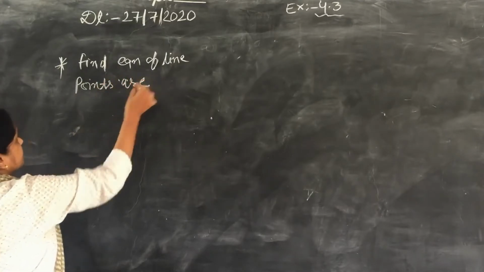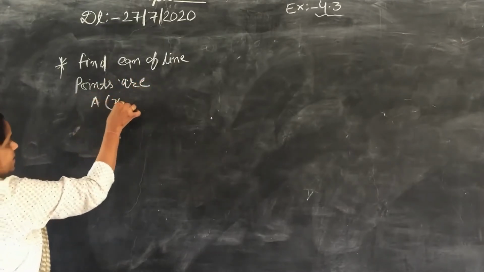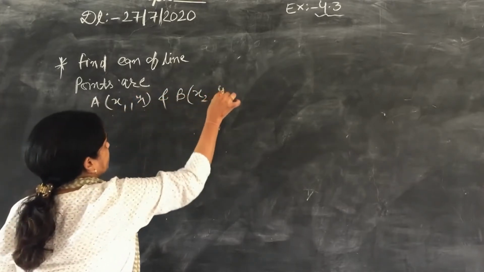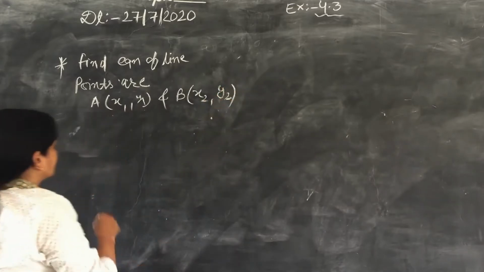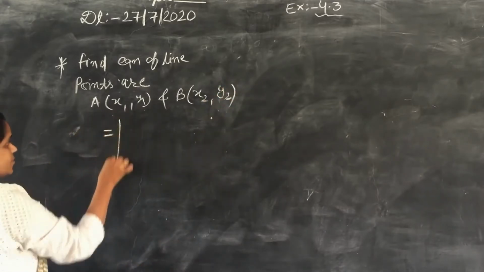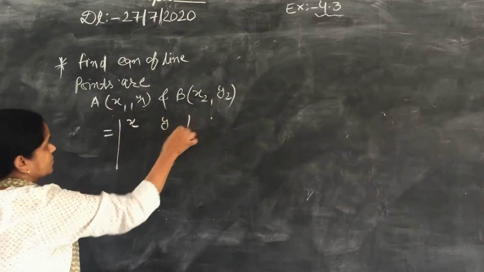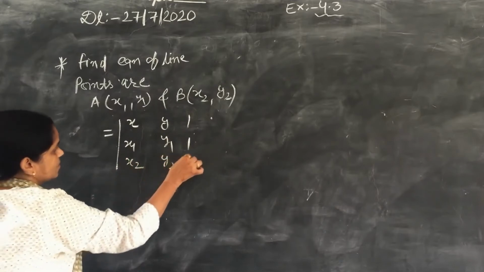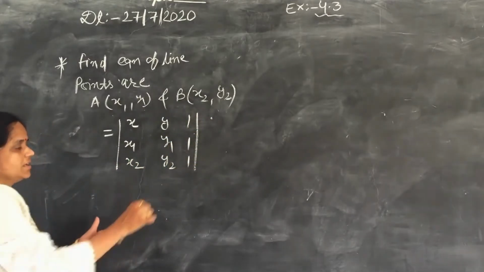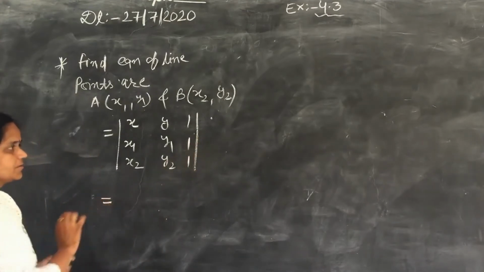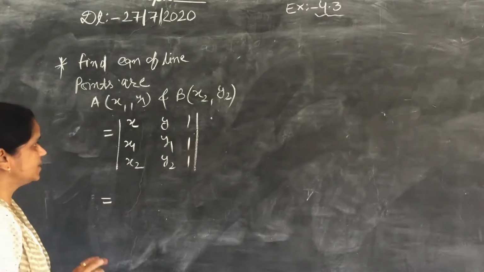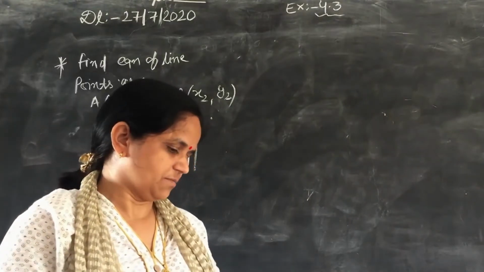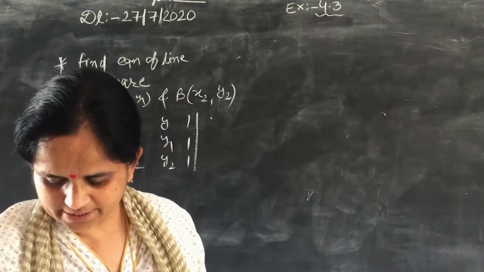Points are, suppose A is (x1, y1) and B is (x2, y2). Now the equation of line formula is the determinant with rows x, y, 1; x1, y1, 1; and here write x2, y2 and 1, is equal to 0, and solve. You will get the equation of the line.